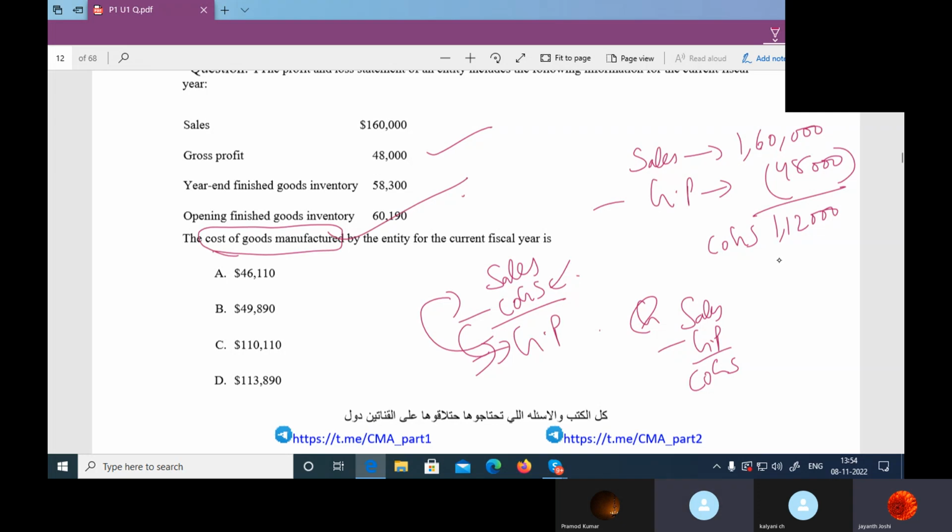So to get the goods we have manufactured, the cost of that. What is left over with us? Finished goods, correct? And ending finished goods 58,300. So when you add this, see, this is your cost of goods sold. They're asking us the cost of goods manufactured. That means whatever they have manufactured, what is the cost of that? Am I right? Yes. They're not asking what is the cost of the goods you have sold.